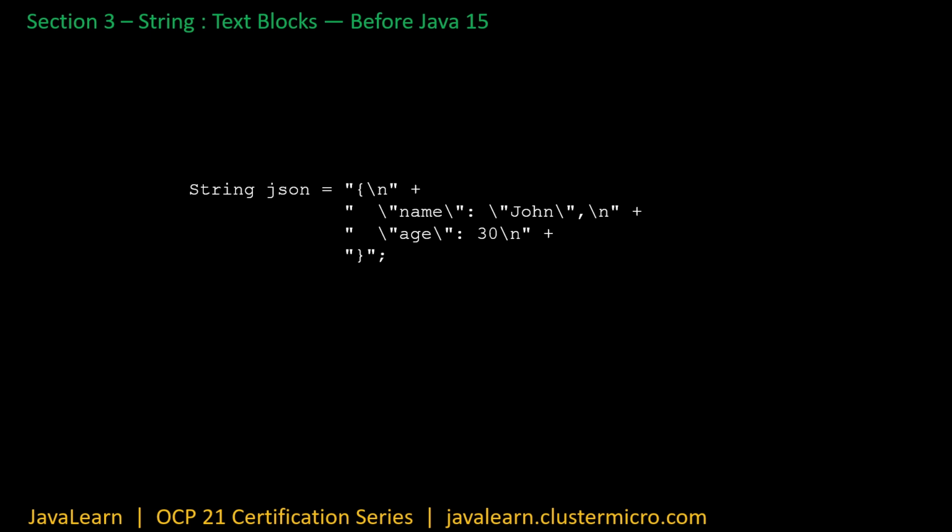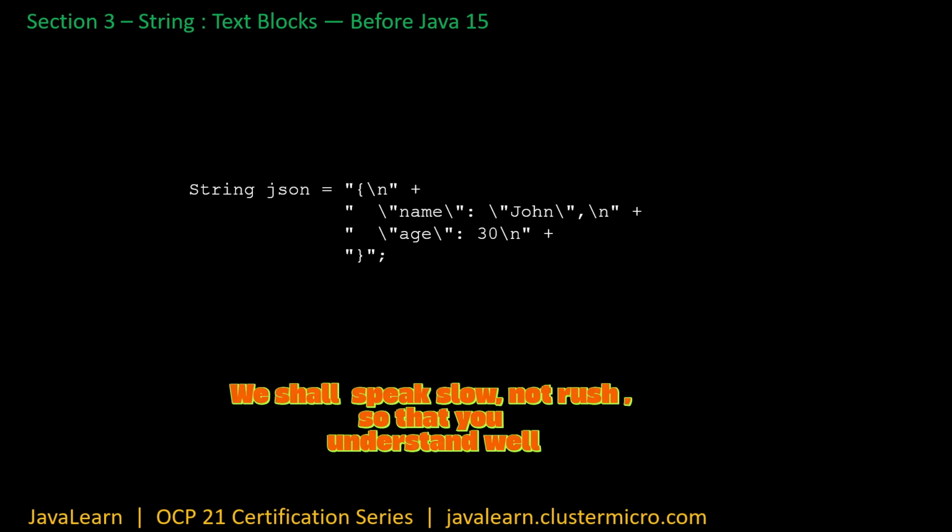Every line break had to be written as backslash n, the new line escape sequence. Every double quote inside the string had to be escaped as backslash then double quote, because the double quote character is the string delimiter and Java needs to know these quotes are content, not the end of the string. Every line had to be concatenated with the plus operator and the whole thing had to be broken across multiple physical lines just to keep it readable.